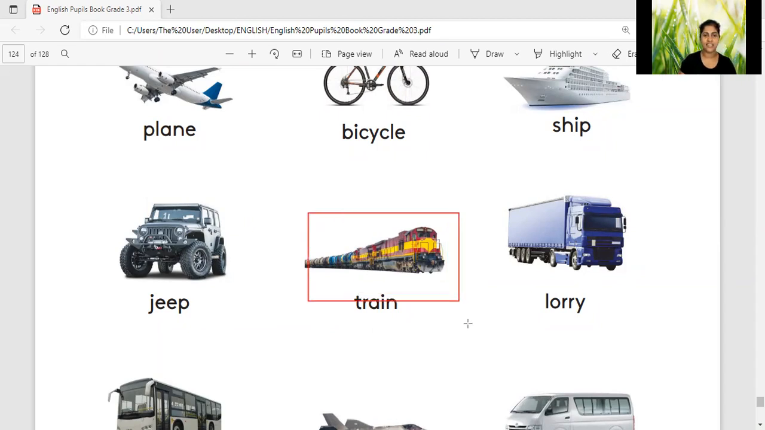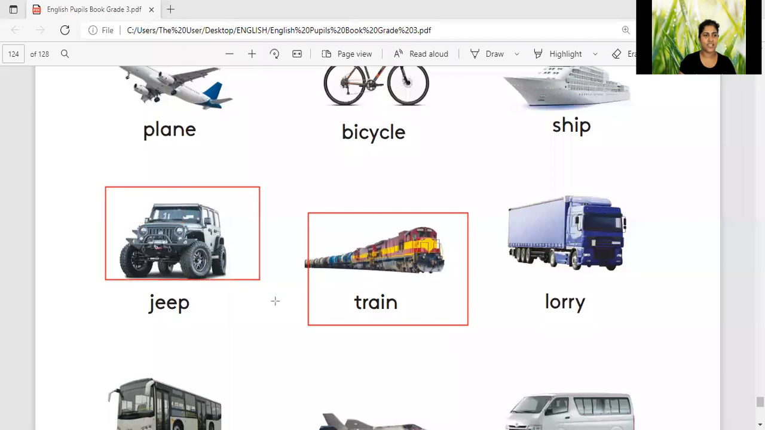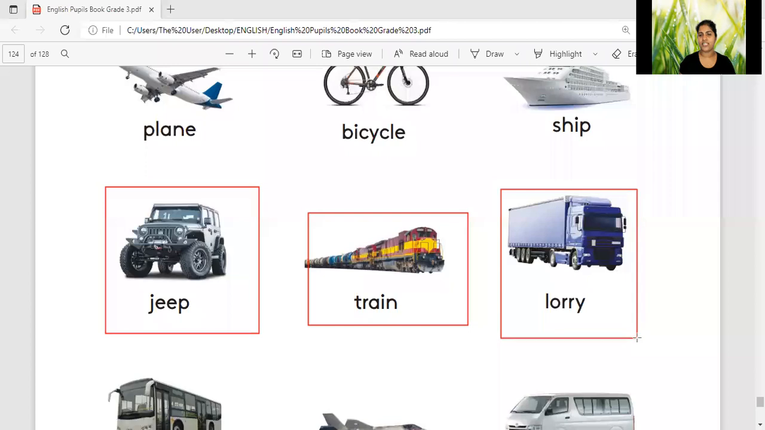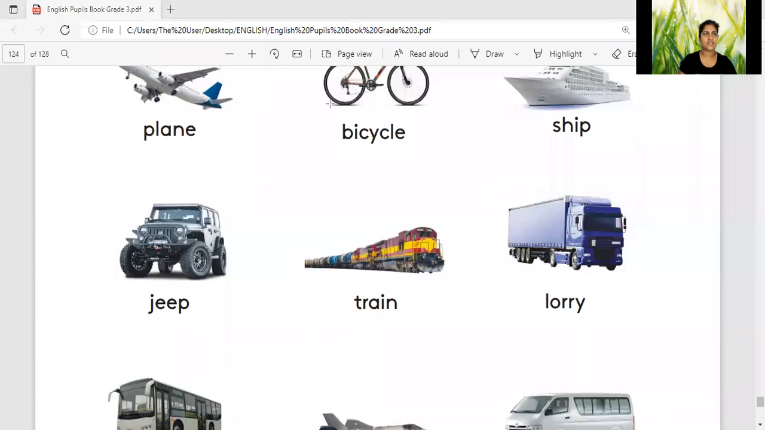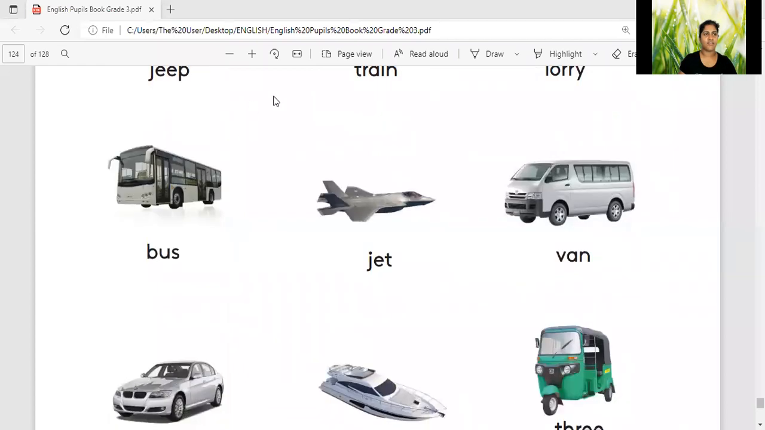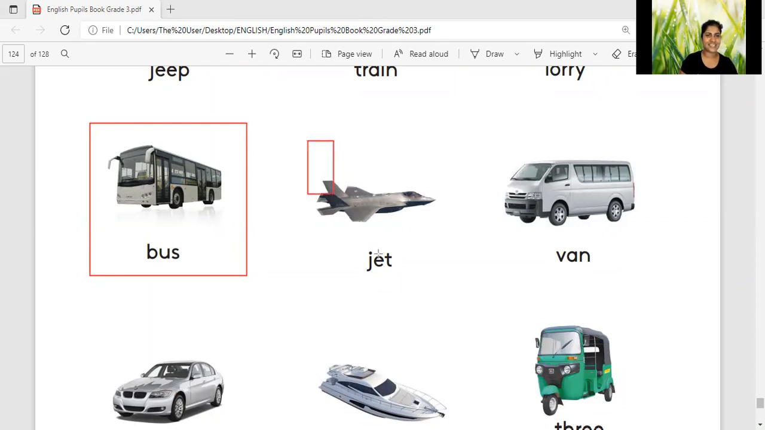We can say train. This one is Jeep. Here lorry. That is lorry. Right? Jeep, train, lorry. Next one. Yes. What can you see? This one is bus. The next one is jet.